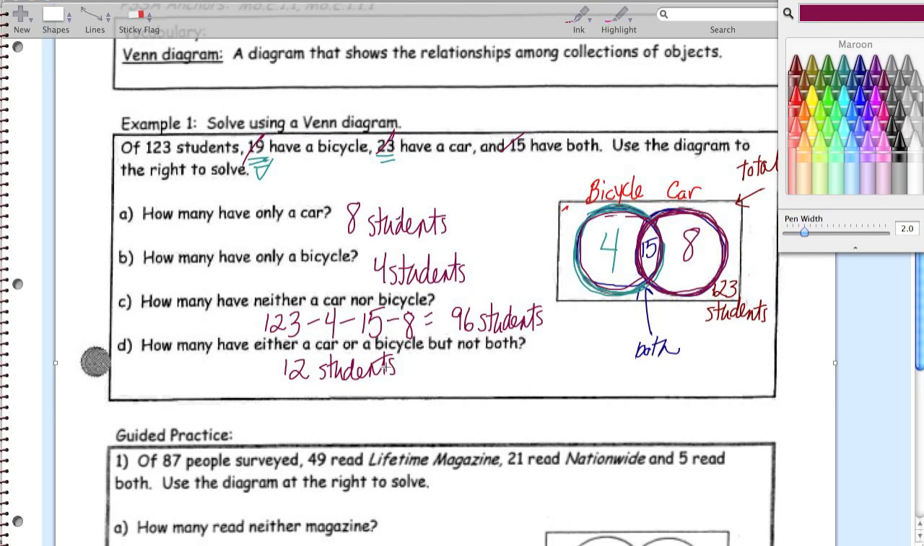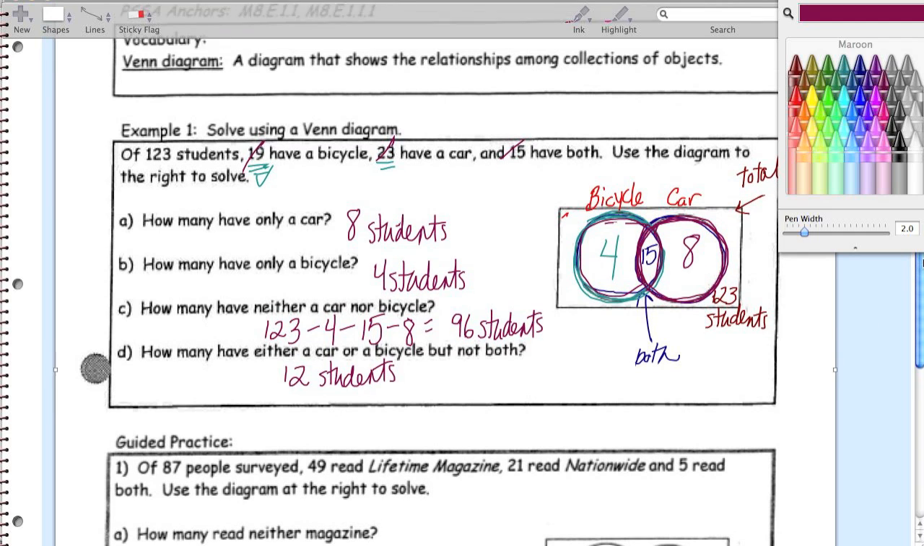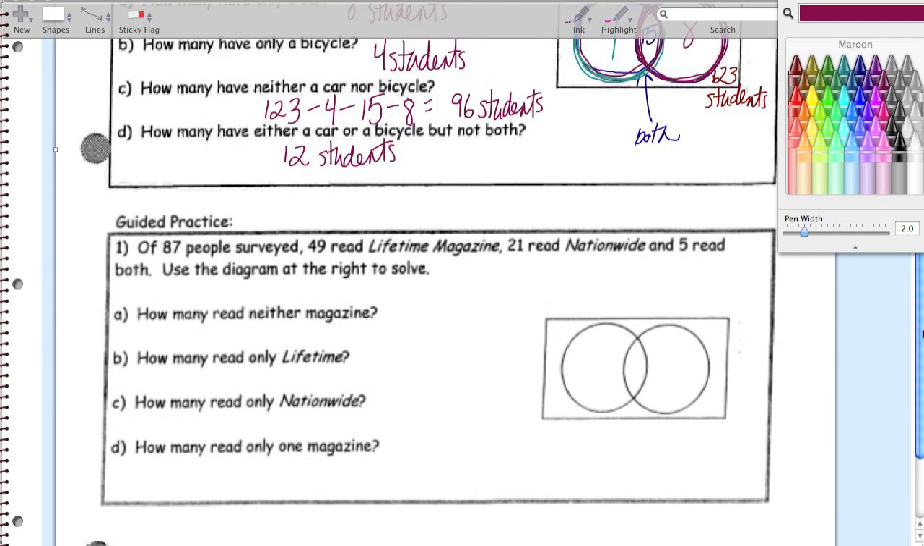12 students have a car or a bicycle, but they don't have both. Okay? Let's try another one. We're going to do this one together, and then there's one on the second page I'm going to ask you to try on your own. It says of 87 people surveyed, 49 read Lifetime magazine, 21 read Nationwide, and 5 read both. Use the diagram at the right to solve.